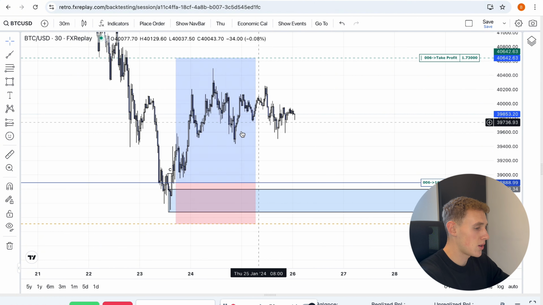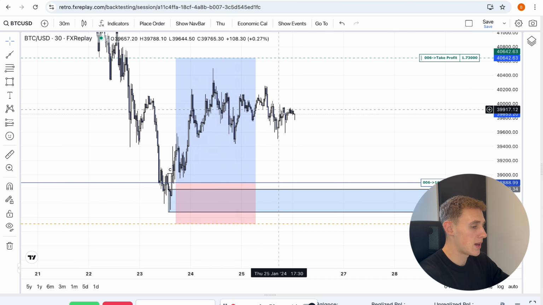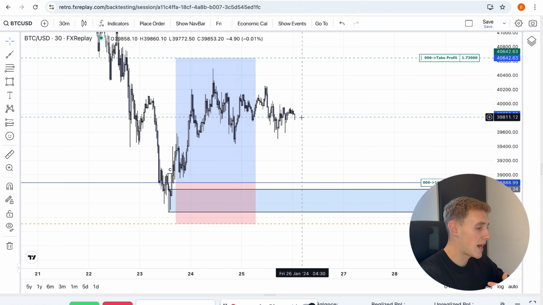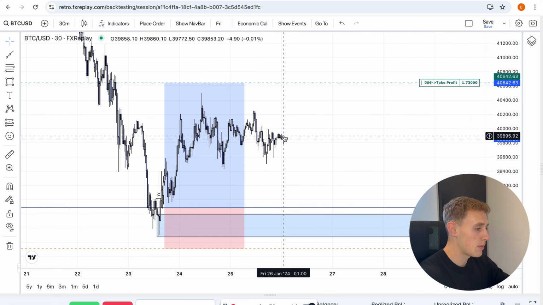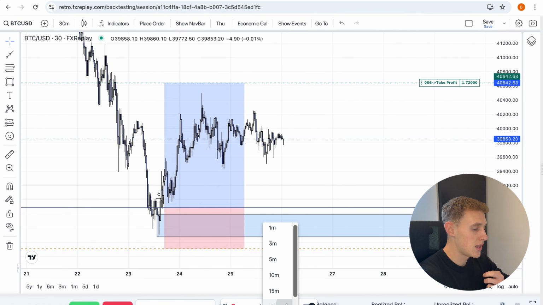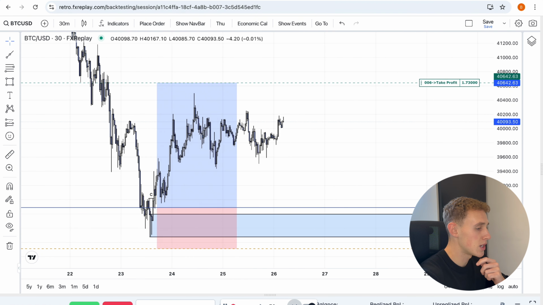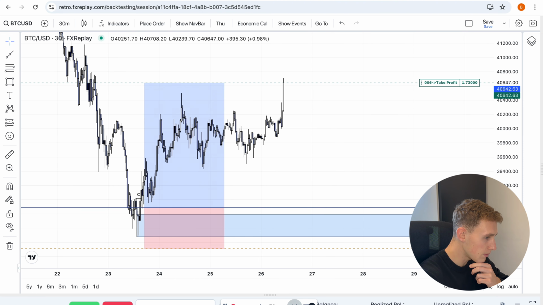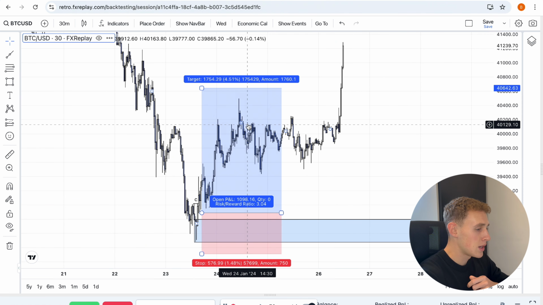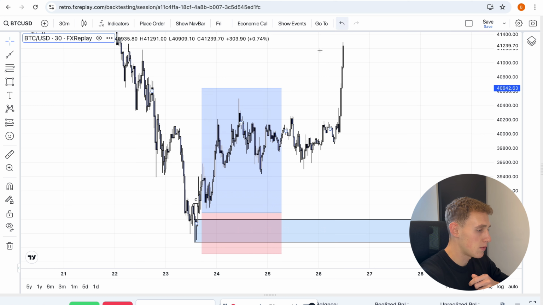Again, Bitcoin consolidating after these big moves, and then I would anticipate after it does this consolidation, it will make another impulsive move. This is sort of a common theme I've noticed with this pair. Yeah, so there you go. Big consolidation, impulsive move up.